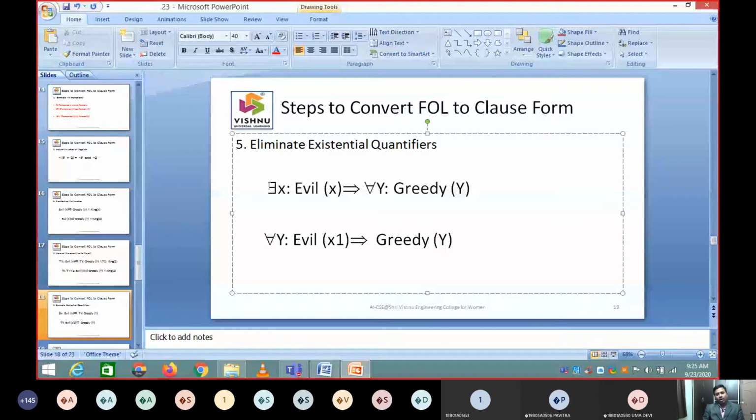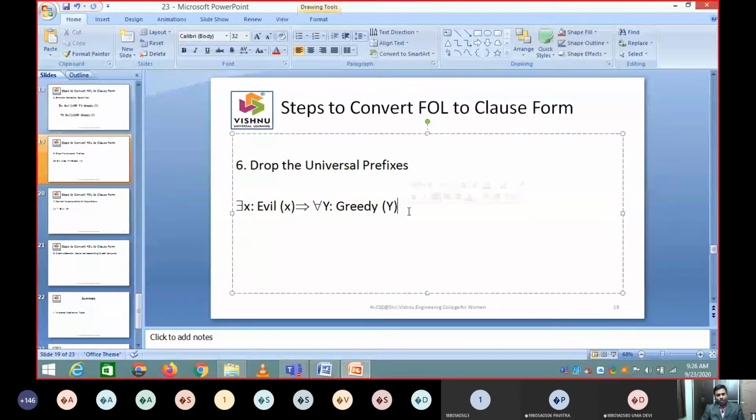So drop the universal prefix means, indirectly, just eliminate the universal quantifier. There is no need to keep the universal quantifier at any time. So obviously what the output can be, I will just paste this part. If this is the input, the output is very simple.